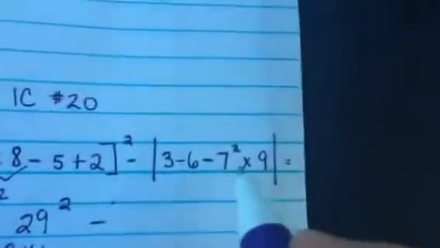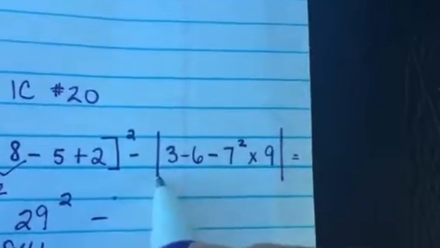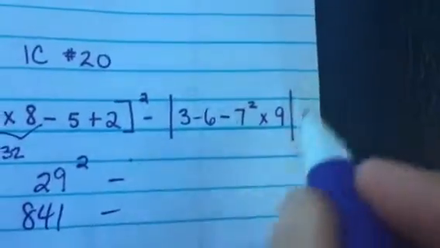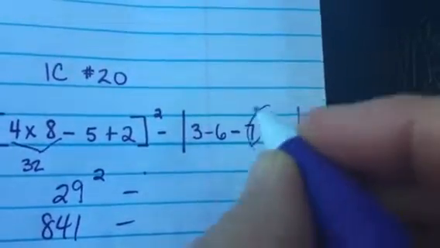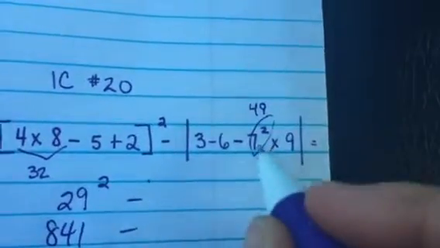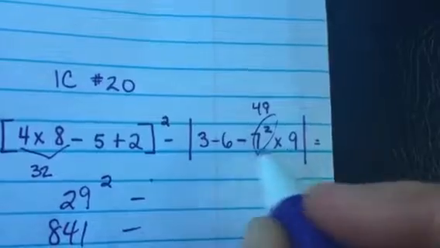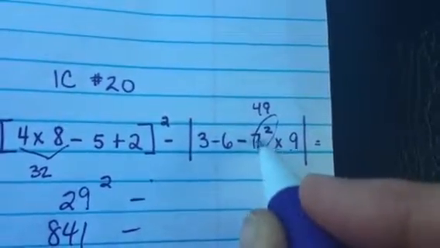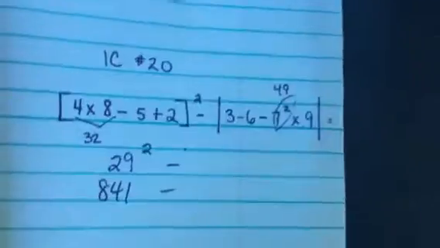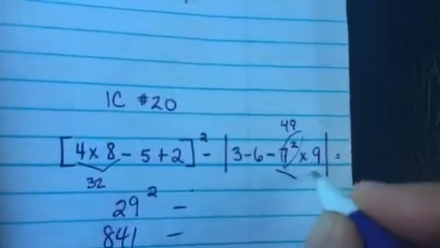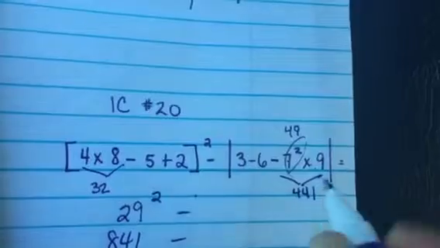Okay, now let's do in here. These absolute value bars, treat them like parentheses. We're going to do everything in here first. I see my exponent, so that right there is a 49. And you know you have to multiply before you add and subtract. So I'm going to have to do 49 times 9. Well, you can bet I'm going to use my calculator for 49 times 9. That right there is 441.